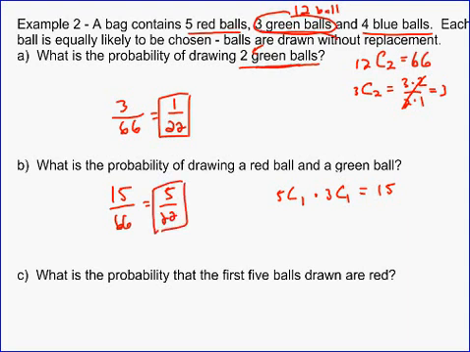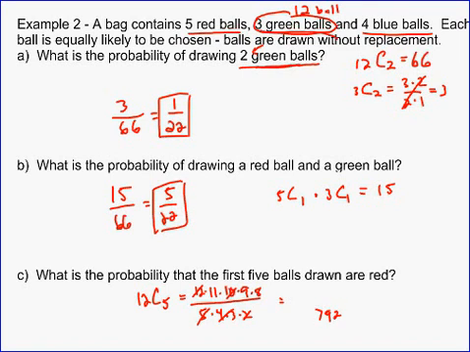And then the next one says, what is the probability that the first 5 balls drawn are red? So this time you're drawing 5 balls, and so you're actually doing 12 choose 5. And when you do 12 choose 5, it's going to be 12 times 11 times 10 times 9 times 8 over 5 times 4 times 3 times 2. And so that's going to be 5 times 2 is 10, 4 times 3 is 12, so it's just going to be 9 times 8 times 11, which is 792. So there's 792 ways of this happening.